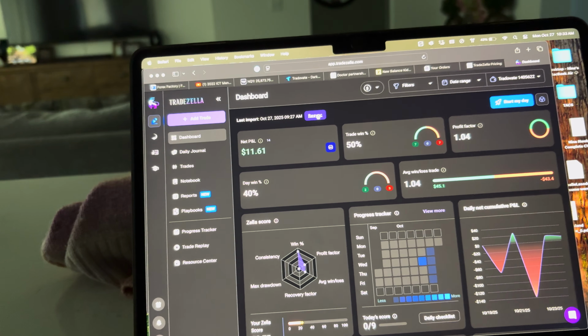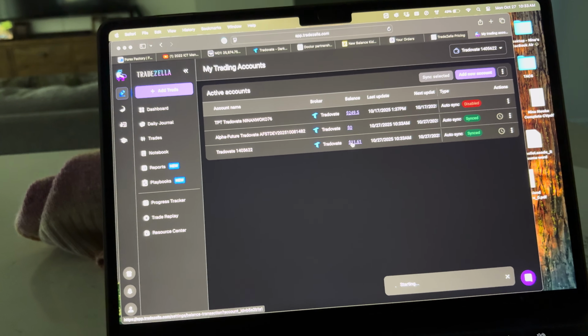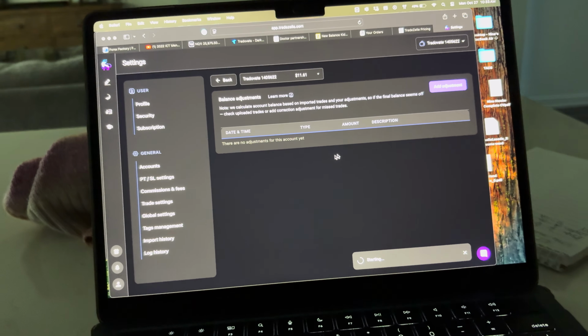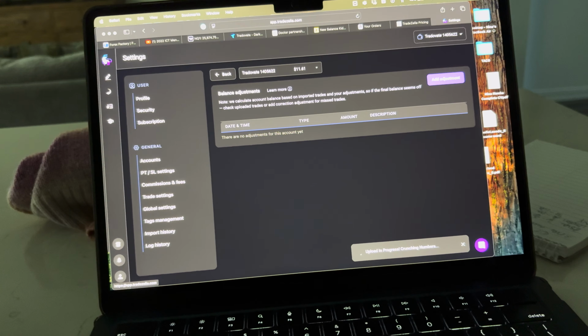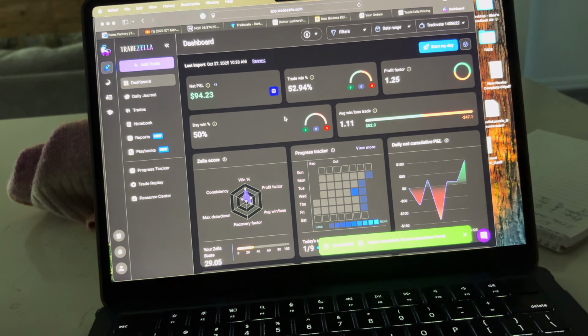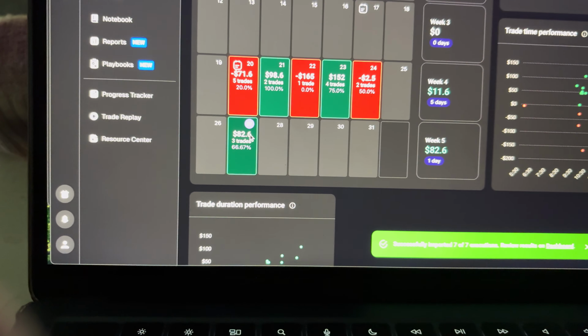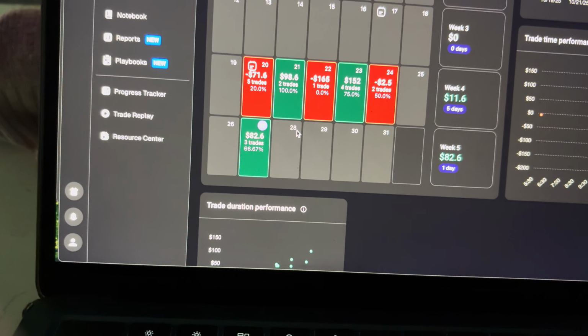So let's see if it resyncs. I think it's this account. I don't know. Dashboard. What is today? Today's the 27th. So, all right. Yeah. There it is. And I'm done.